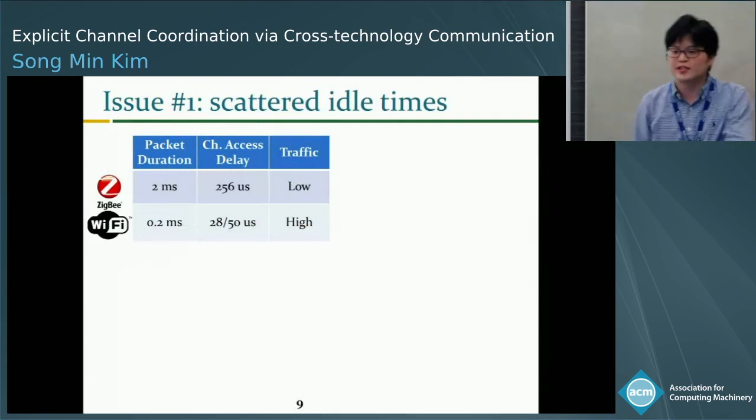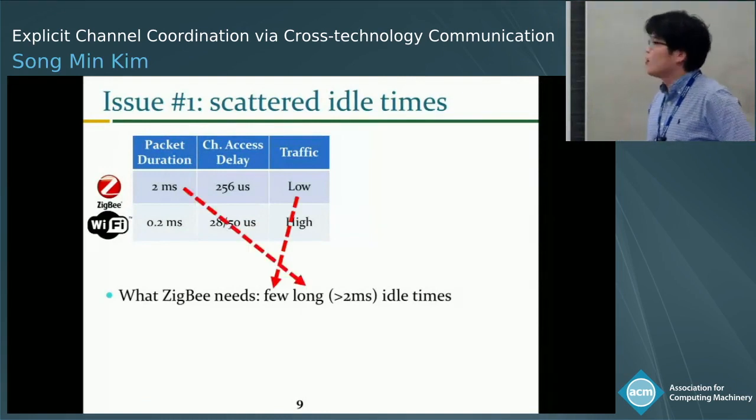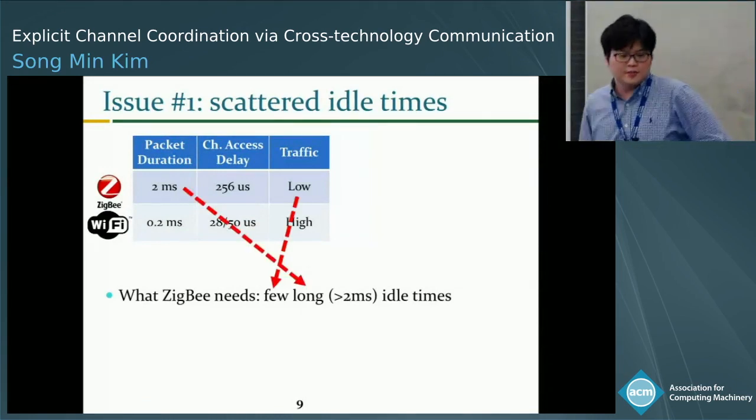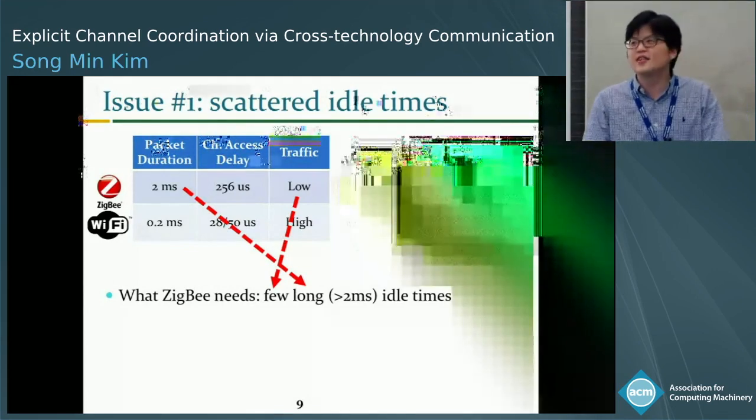The first issue is the scattered idle times. What ZigBee needs is a few long idle times. This is because of the scarce traffic of ZigBee and long packet duration. However, CTI says otherwise.